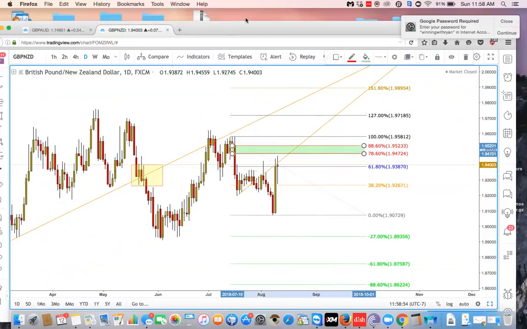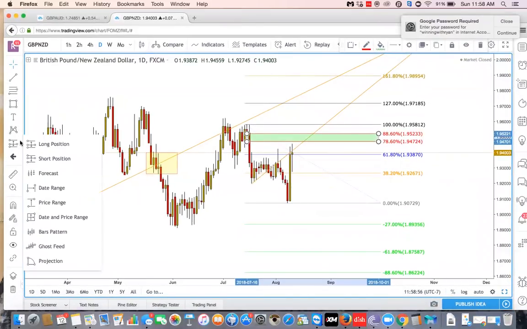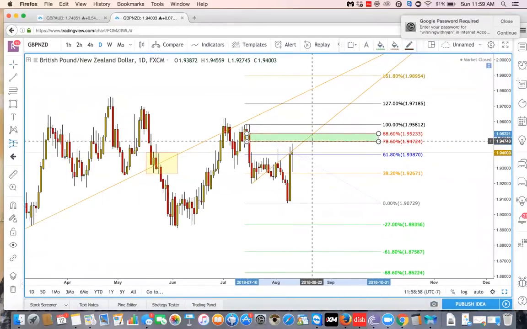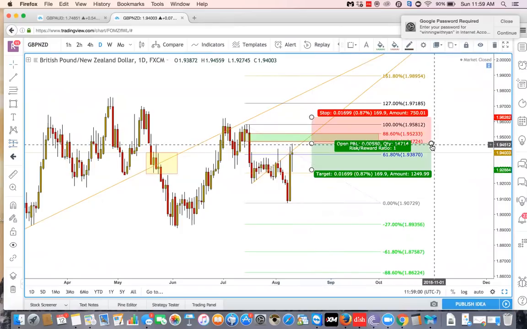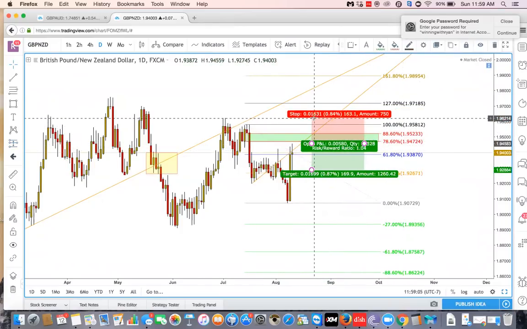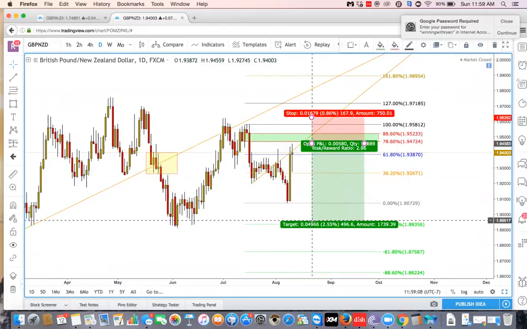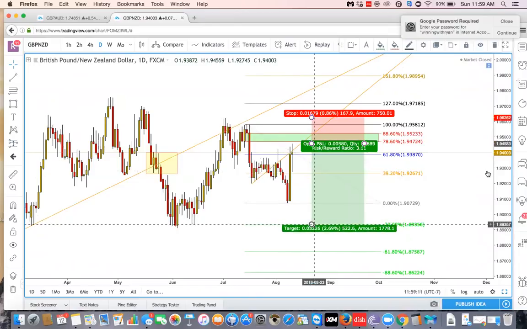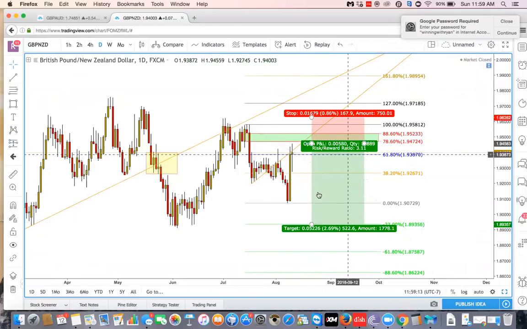Let me just put it on so you guys can actually see it visually. Short. So if it came up towards here, we do it like this. Your stops would be 10 to 15 pips above this high, like that. And then your TP would be down here. So with this setup, it's a 3-to-1 setup. Pretty good.